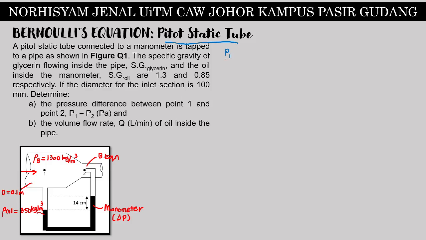So what we have is P1 plus rho 1 G Z1 plus rho V1 square over 2 equals to P2 plus rho G Z2 plus rho V2 square over 2. And remember, if you have the same elevation over here, elevation at point 1 and point 2 will be cancelled out. And remember, if you see a pitot tube, how do you know this is pitot tube or not? You can check. It is L-shaped. When it is L-shaped like this, it is a pitot tube. Without L-shape, it's just a static tube, or we call it a piezometer.